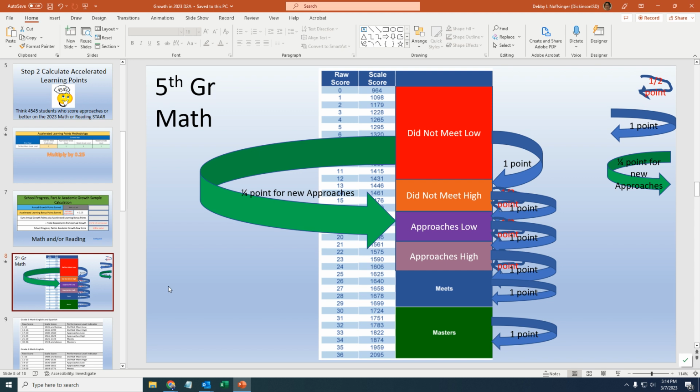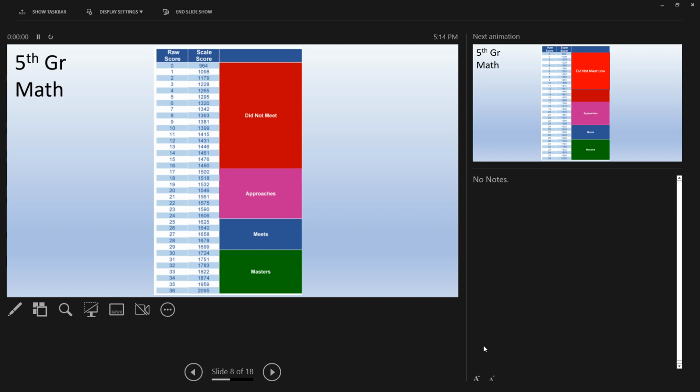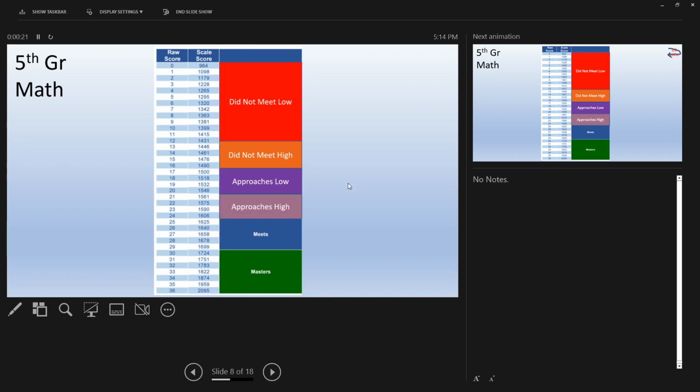Now, let me put this in animation for us. I referred several times to the high and the low of did not meets and approaches. So let's look at how that works. We have did not meets, here is the low. We have did not meets, that's the high. We have did not meet, we have approaches low, we have approaches high.